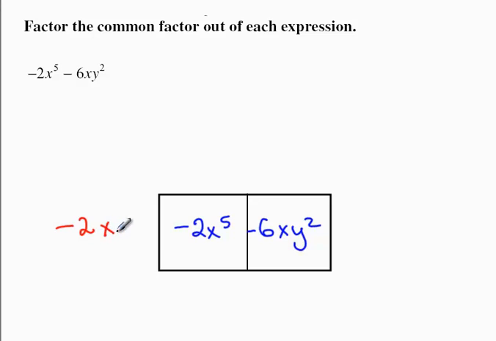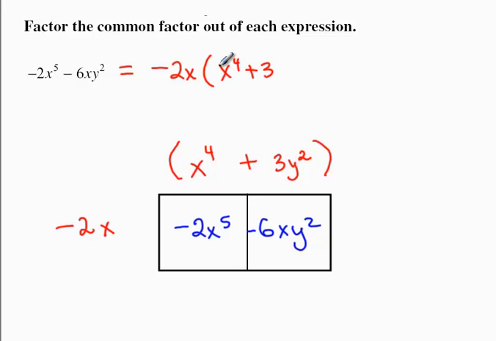So I multiplied negative 2x by something here to get negative 2x to the fifth. So this right here has to be x to the fourth. And then I multiplied negative 2x by 3y squared in order to get negative 6xy squared. So another way to write the area of the rectangle in factored form is going to be negative 2x multiplied by x to the fourth plus 3y squared.